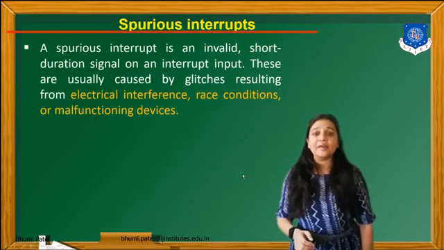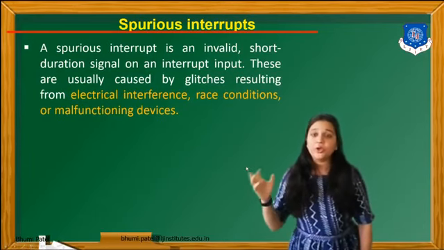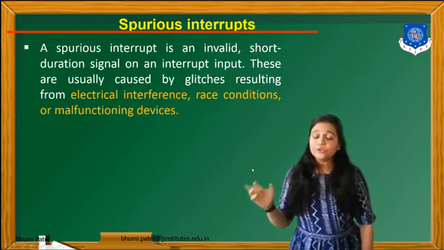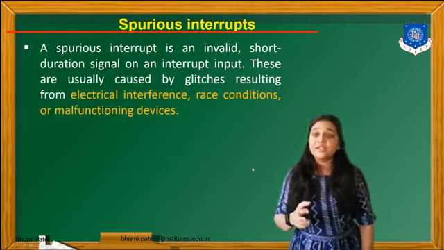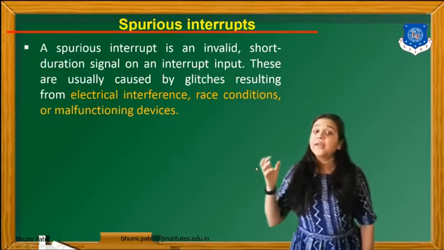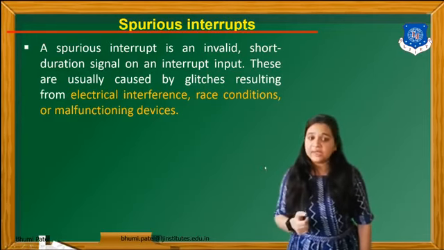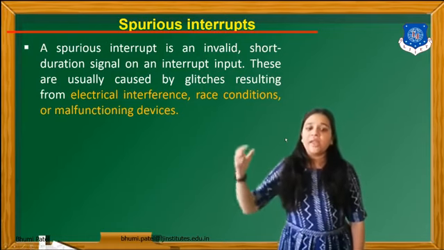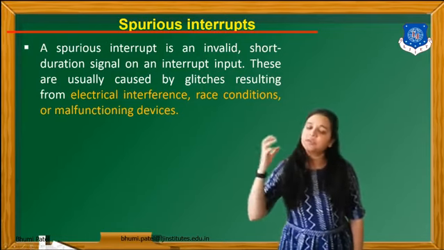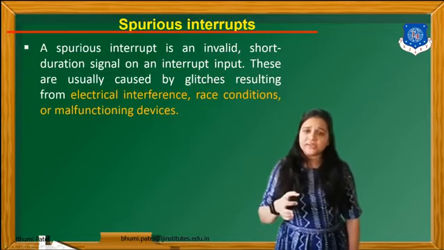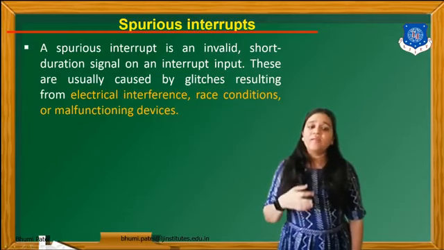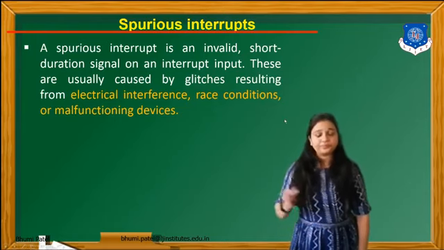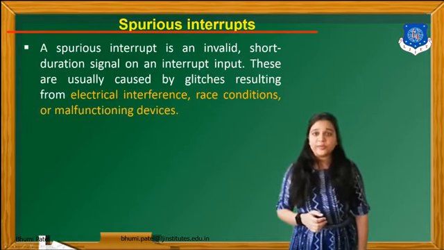A spurious interrupt is an invalid short duration signal on an input interrupt. These are usually caused by glitches from the electrical interface, race conditions or malfunctioning devices. One simple example is if we apply a sine or cosine input to a particular signal and some noise or electrical interference is added to it, this type of interrupt is known as a spurious interrupt.